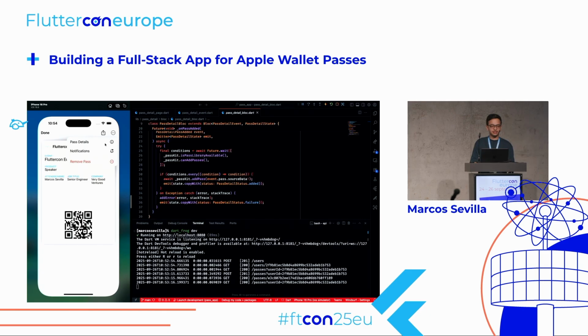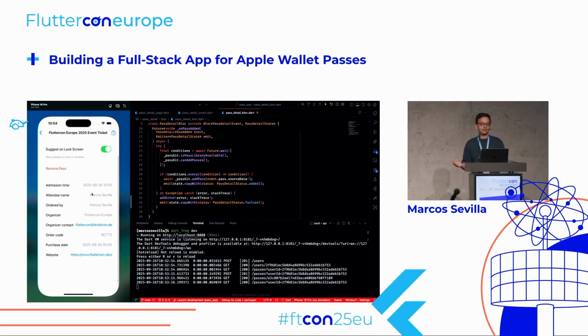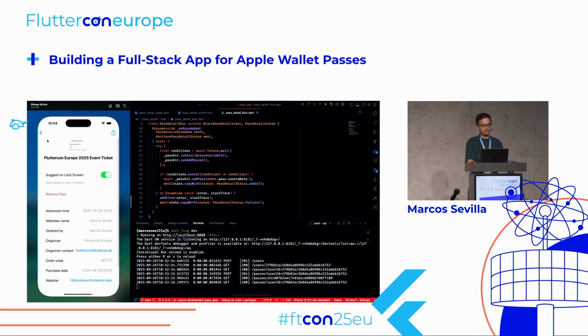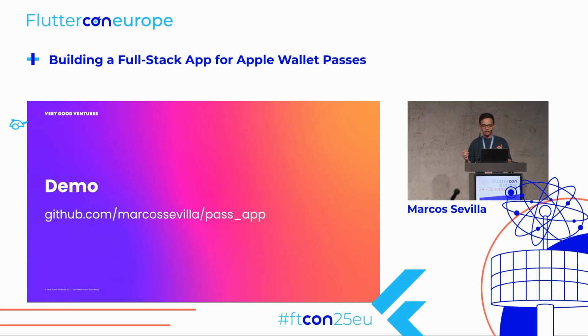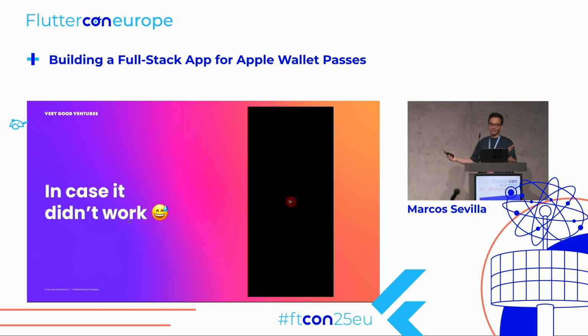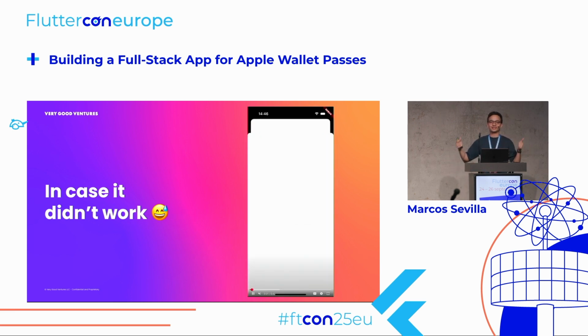If you go to the details, you can check everything is there. You can customize this, of course. You can make it more complex based on the use case. But yeah, this is the working Apple Wallet pass. So that was a demo. In case it didn't work, that's a video, but it worked, so nice.